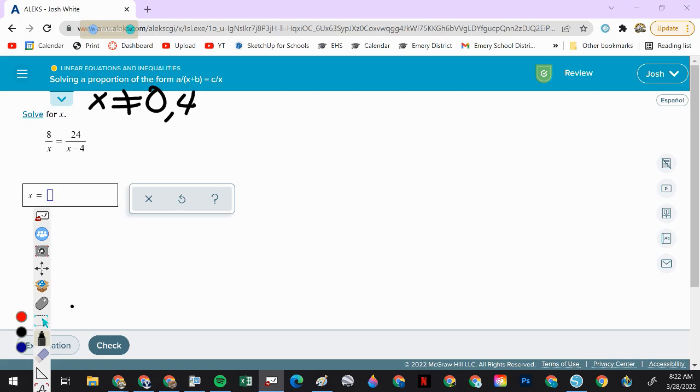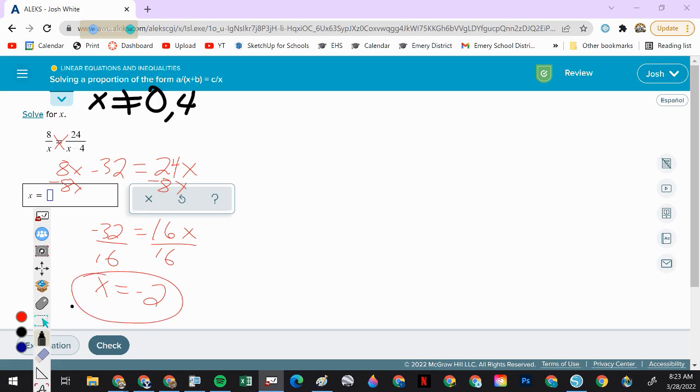If you have a single fraction equals a single fraction, all you have to do is cross multiply. So I can cross multiply, and I get 8x minus 32 is equal to 24x. Now we subtract 8x, and I have negative 32 is equal to 24 minus 8 is going to be 16x. Divide by 16, and I get x is negative 2.